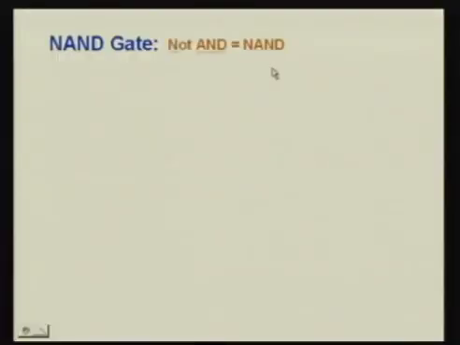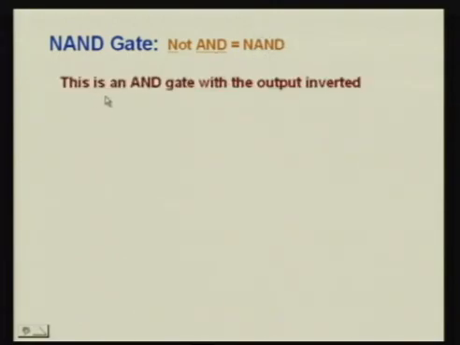Now we will discuss the NAND gate. Again, the NAND gate is the combination of AND and NOT. We have taken N from NOT and AND from the AND gate, so it makes it a NAND gate. So this is an AND gate with the output inverted. Again, we have an AND gate whose output is inverted, and that makes it a NAND gate.